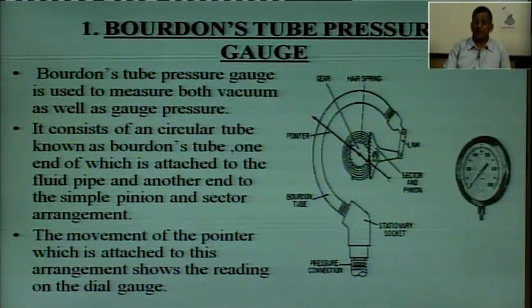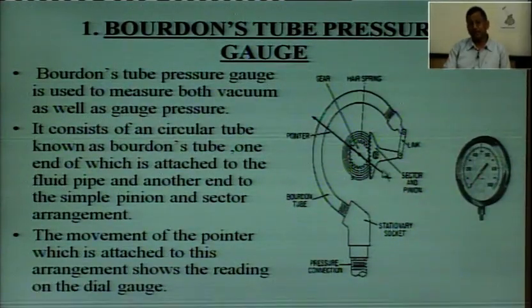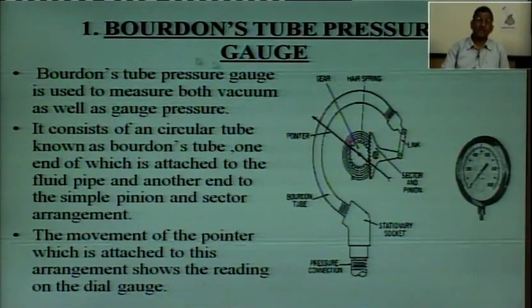This is known as the rack and pinion arrangement. Along with this, we apply a spring with this attachment, and finally we attach a pointer here. So this is a Bourdon tube pressure gauge. The figure of this is this one, and the detailed figure is this one.